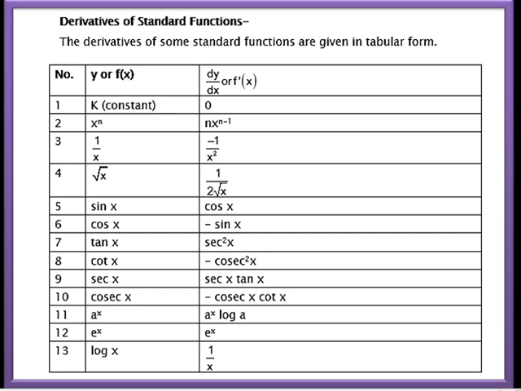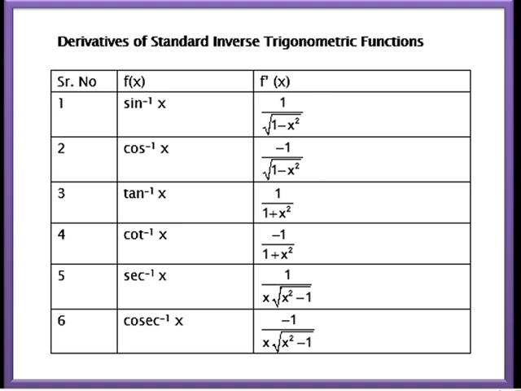d/dx of a raised to x is a raised to x log a. d/dx of e raised to x is e raised to x. d/dx of log x is 1 upon x. Just an observation, trigonometric function, whether original or inverse, you will notice that if spelling starts with C, derivative is negative. This cannot be a rule, but this is an observation. Cos has derivative minus sine, cot has minus cosec square x, cosec has minus cosec into cot, then cos inverse has minus 1 upon, cot inverse minus 1 upon 1 plus x square, and so on.